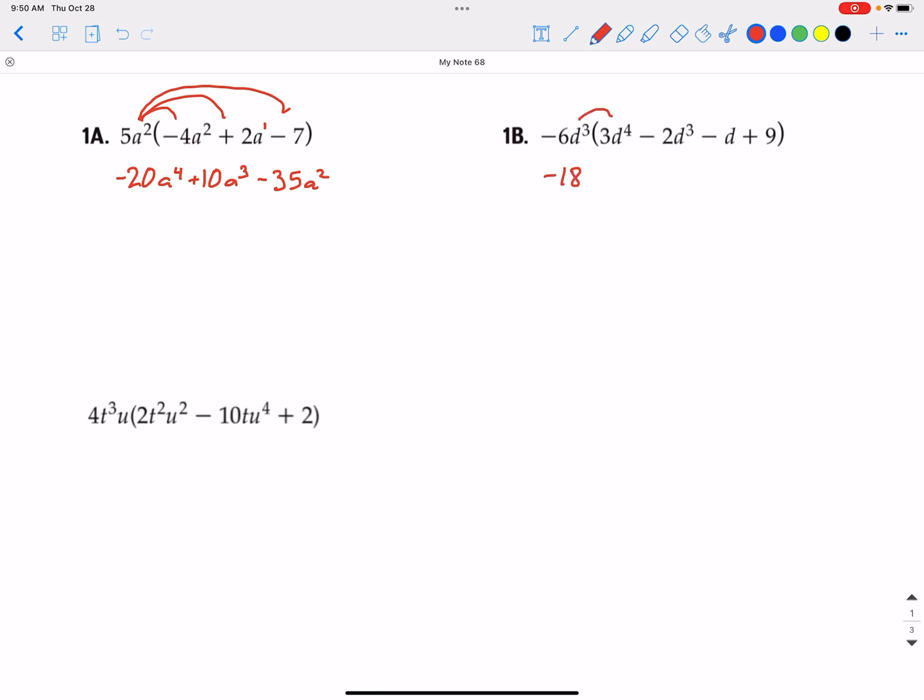Negative 18d to the 7th power. 3 plus 4 is 7. Take that times negative 2d to the third, so that'll give me plus 12d to the 6th. 3 plus 3 is 6 on the exponents. And then I'll have negative 6d to the third times negative d, and that will be positive 6d to the fourth. And then finally, negative 6d to the third times 9 is negative 54d to the third.